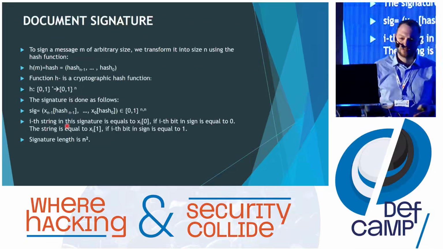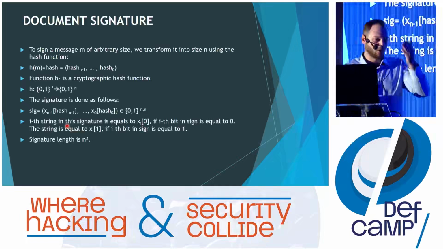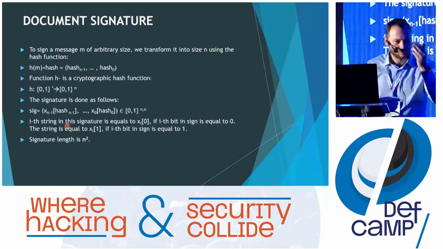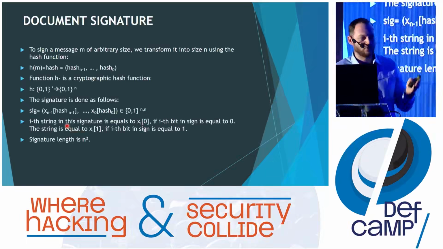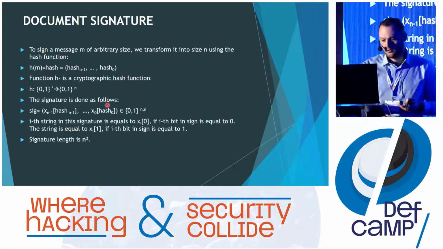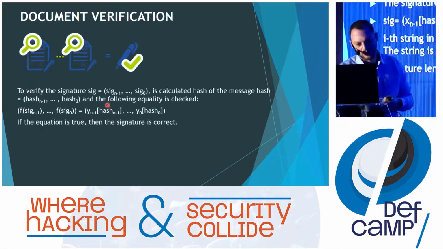Okay, to sign the message, we look at the message. If the first bit is 0, we take the first element from the first pair, and if it's 1, we take the second element. The signature length that we get is n squared.